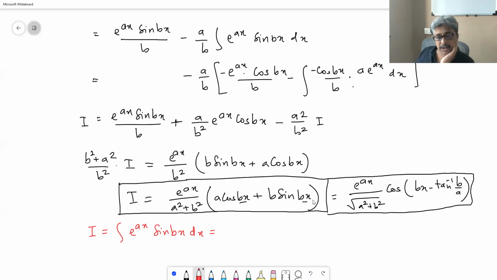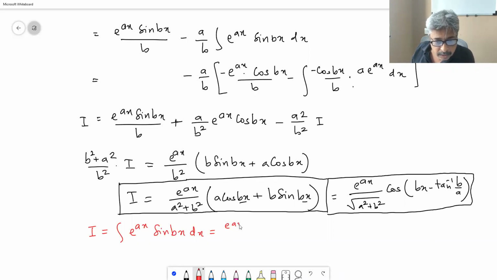Okay, so if this is done, then we should find out the formula for integral e raised to ax sin bx dx. Do it in a few minutes. Okay, the answer for this is going to be similar.